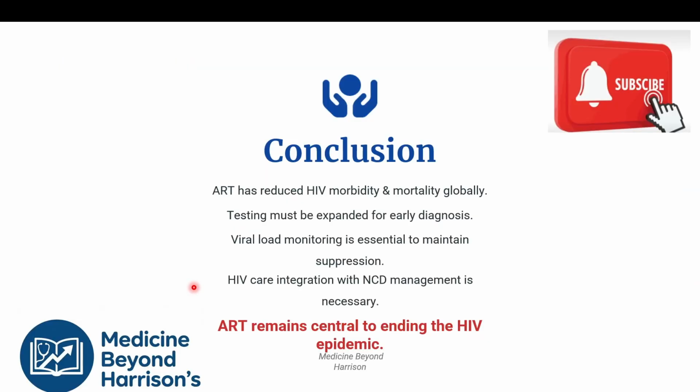So, hope you learned about the antiretroviral therapy that is currently recommended by NACO and followed in the Indian setup. The standard triple drug therapy for HIV nowadays is tenofovir, lamivudine, and dolutegravir once daily. If coexisting with tuberculosis, dolutegravir is given twice daily. ART has reduced HIV morbidity and mortality globally. Testing must be expanded for early diagnosis. Viral load monitoring is essential to maintain suppression. HIV care integration with non-communicable disease management is highly necessary, and ART remains central to ending the HIV epidemic. We will try to end HIV together before 2030.